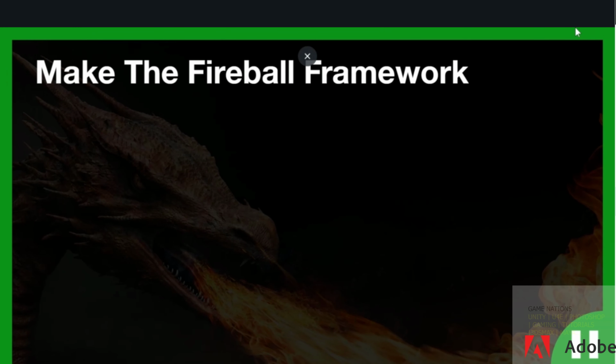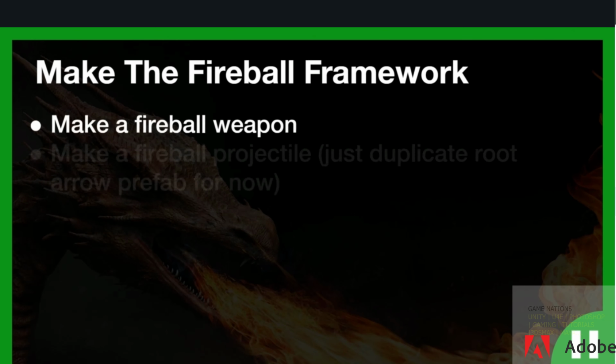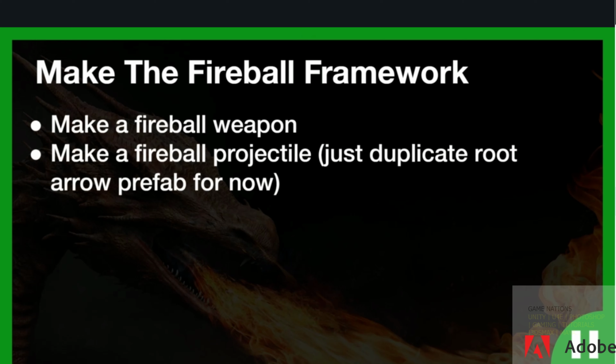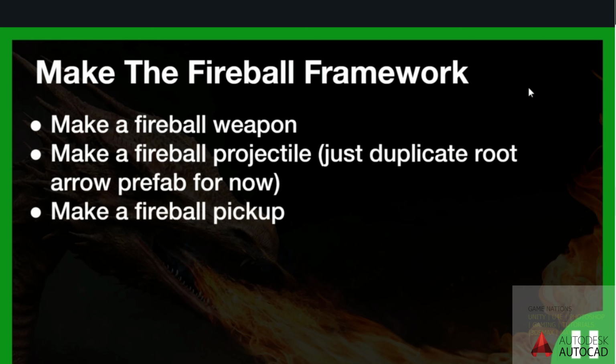We've done it a few times, so it should be straightforward, but I want you to be doing this of your own accord. Make a fireball weapon, make a fireball projectile. Don't worry about what it looks like yet. That will be the subject for the next lecture. For now, just duplicate the root arrow prefab and rename that as fireball and start using that.